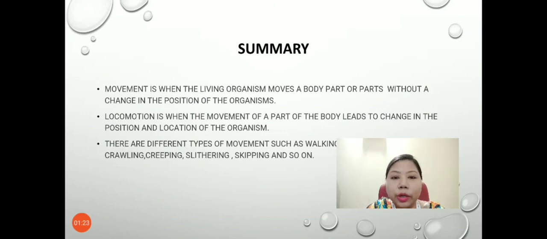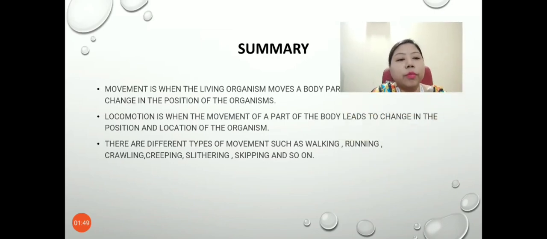Another term associated with movement is locomotion. Locomotion is when the movement of a part of the body leads to a change in the position and location of the organism. So when an organism, by moving any part of the body, moves from one place to another or changes its position, it is called locomotion. There are different types of movement such as walking, running, crawling, creeping, slithering, skipping and so on. All these types of movement take place due to the different organs and the different internal structure of our body. I hope that all of you are clear with the difference between movement and locomotion.